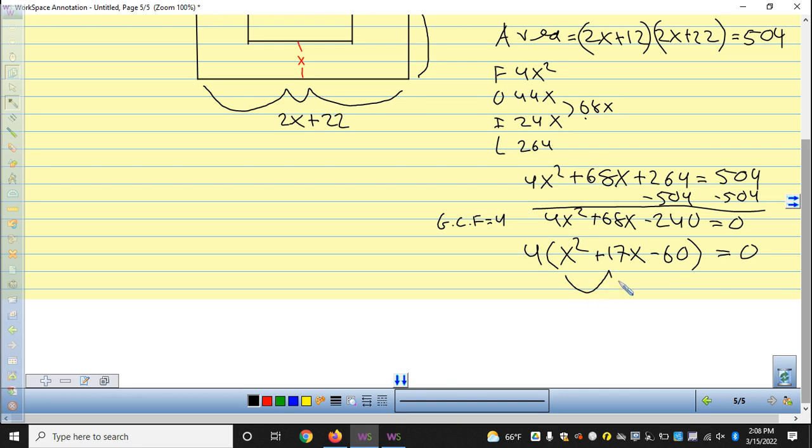And now I want to factor this quadratic. So I'm going to make my cross over here. There's A, there's B, and there's C. A times C is negative 60. So that goes here. We want to multiply. We're going to add to 17. So we need factors of negative 60. So factors of 60 that add to 17.